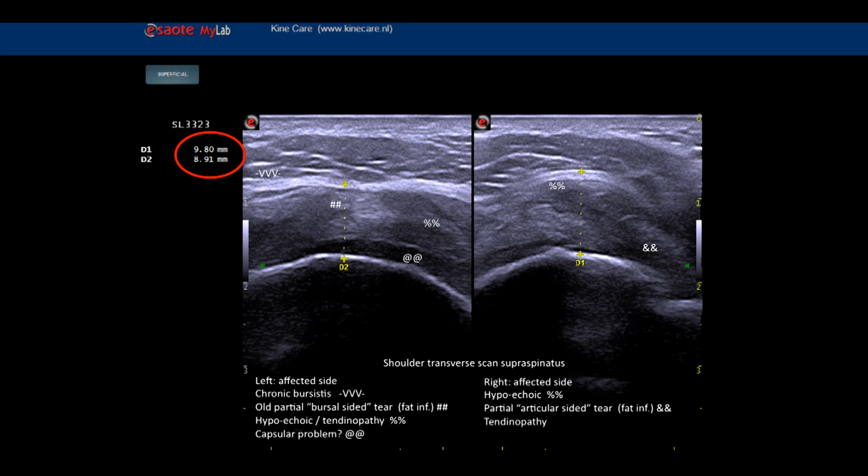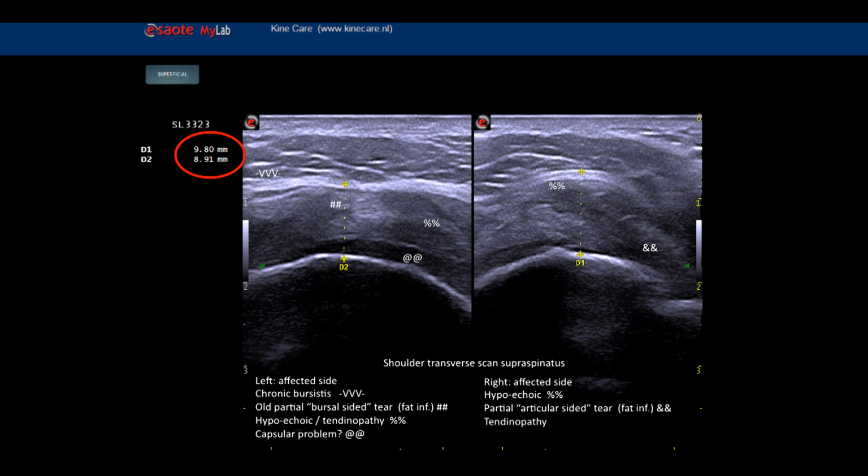This is a right-sided, most likely partial tear of the supraspinatus with, as a result, the intratendinous swelling. Hence, the darker, hypoechoic color and increased thickness of the tendon. The tendon is 9.8 mm. The normal average is around 5 to 7 millimeters. Relatively, this is a big increase which influences the subacromial space with, as a result, a subacromial impingement.